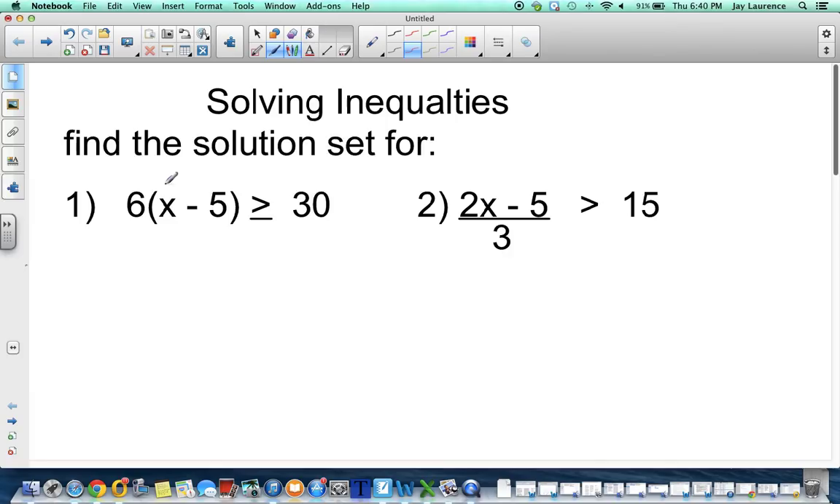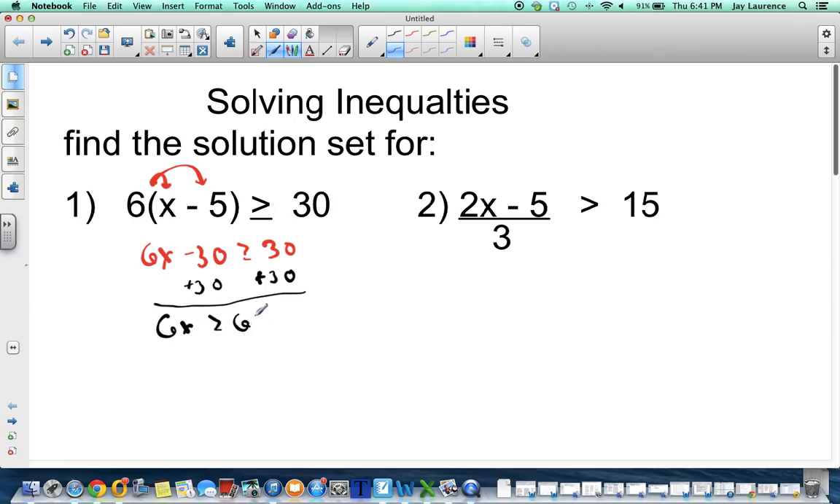I'm going to do this first one by distributing. I really don't want to do it by distributing, but I know most of you are going to do it that way. So we're going to get 6x minus 30, and that's going to be greater than or equal to 30. And then we're going to treat this like a two-step equation the rest of the time. And so we're going to add 30 to both sides. I'm going to add 30 to both sides. And 6x is going to be greater than or equal to 60. And we're going to divide by 6 and divide by 6. And we're going to get x is greater than or equal to 10.